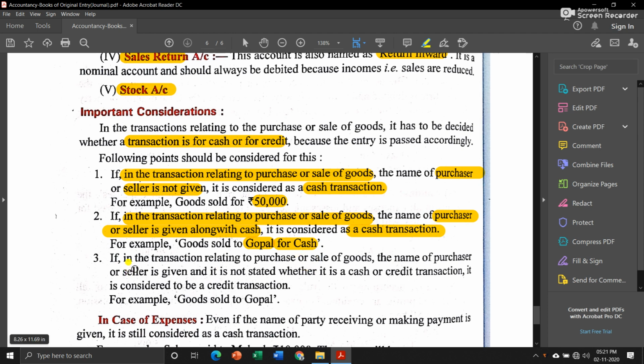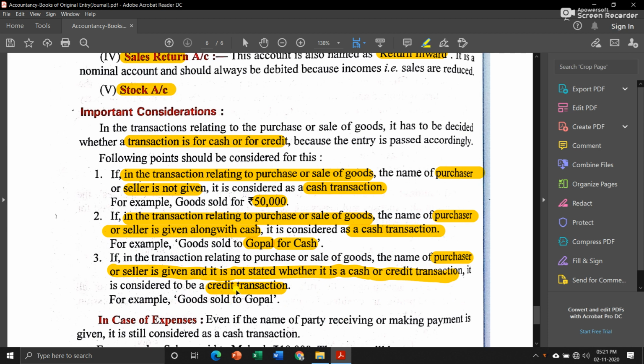Third, if in the transaction relating to purchase or sale of goods, the name of the purchaser or seller is given and it is not stated whether it is a cash or credit transaction, it is considered a credit transaction. In this example they have only mentioned goods sold to Gopal, they haven't mentioned cash or credit, so automatically we consider that this transaction is a credit transaction.